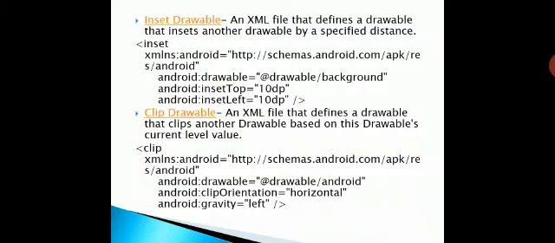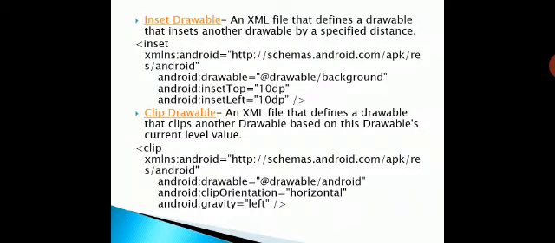Then the next type of drawable is the inset drawable. Inset drawable actually inserts another drawable at a specified distance. That is, if you want to bring an image into another image after a certain portion. Okay, that is, half of the previous image has to be there. The other half will be placed by another, or over that half another image has been placed. That is known as insertion. So that can be done with the help of inset drawable.